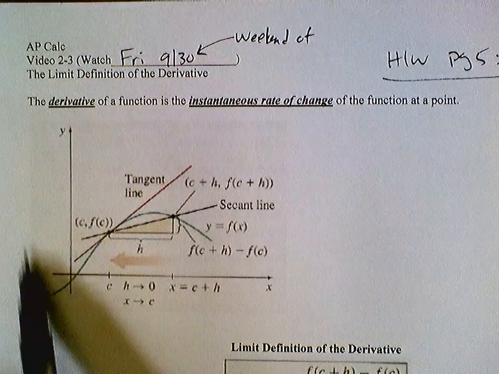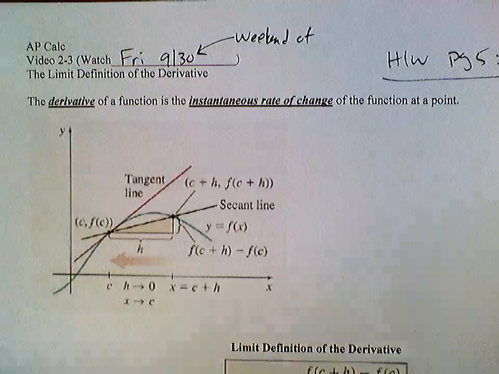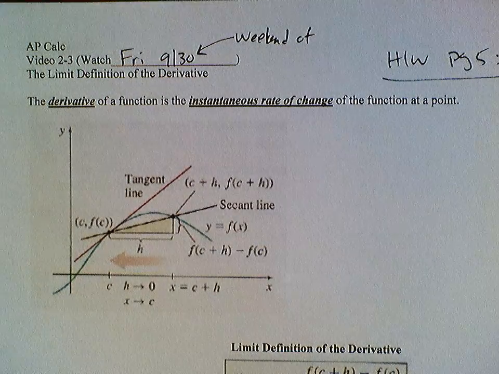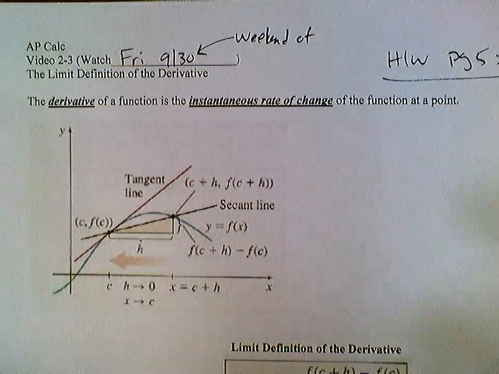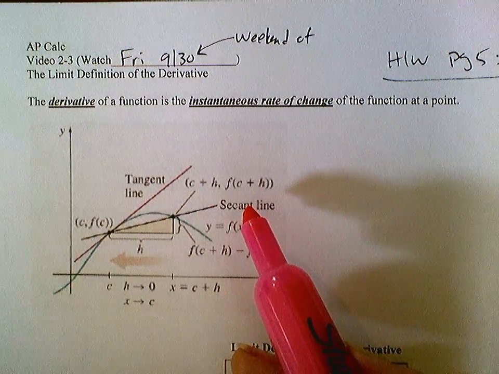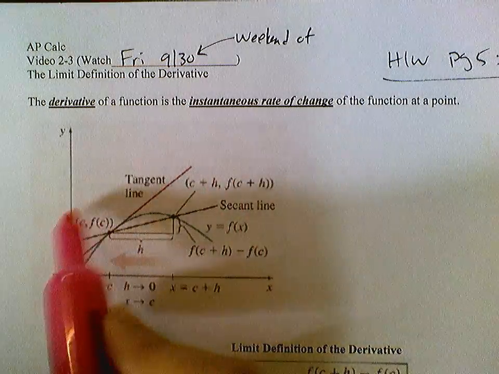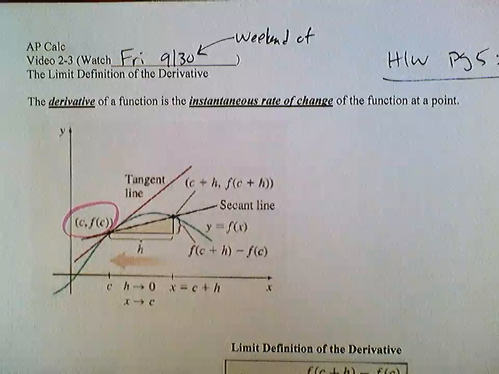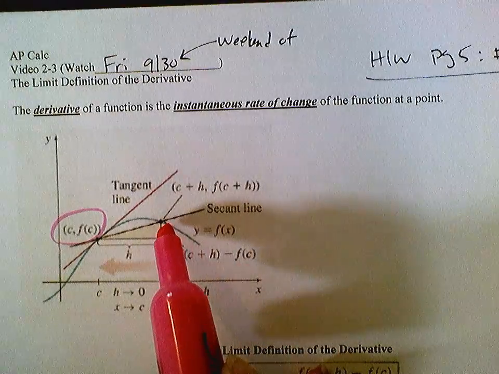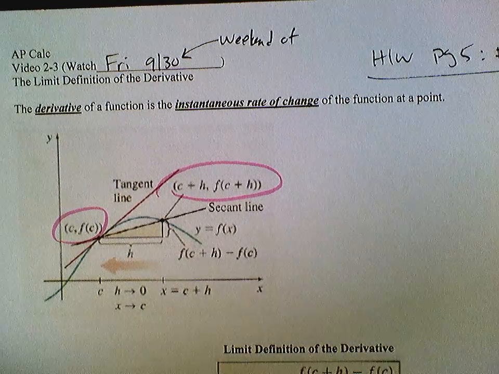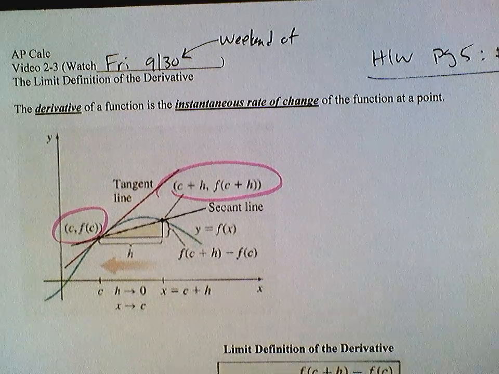So in this picture right here, I'm just going to interpret this picture for you. The things that we have going on, we have a secant line. Let's focus on that for a moment. So here's the secant line that's intersecting the graph twice. This point here is (c, f(c)). And this other point here is (c+h, f(c+h)).